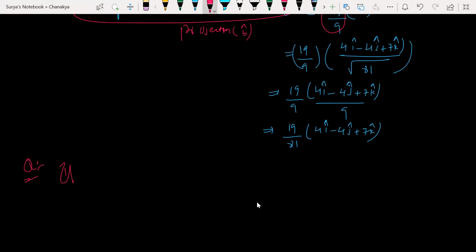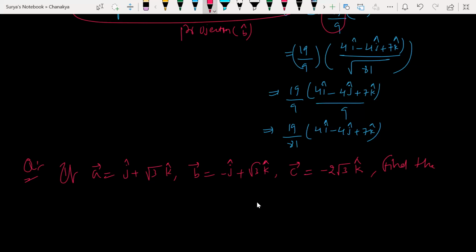Now, if vector A is j cap plus root 3k cap, and vector B gives you minus j plus root 3k cap, C vector gives you minus 2 root 3k cap. Find the internal angles of the triangle.